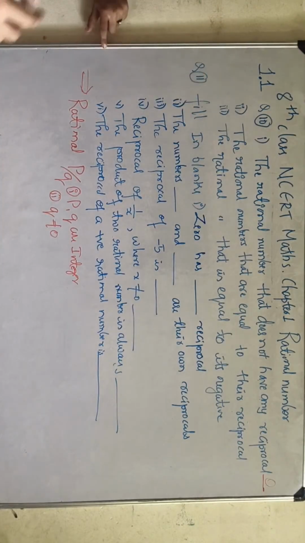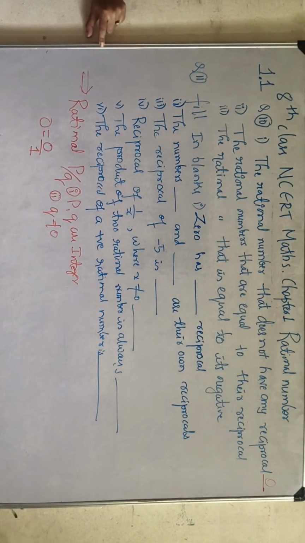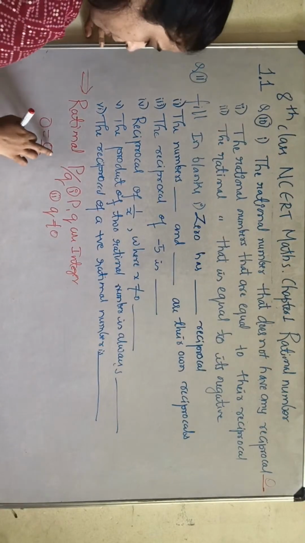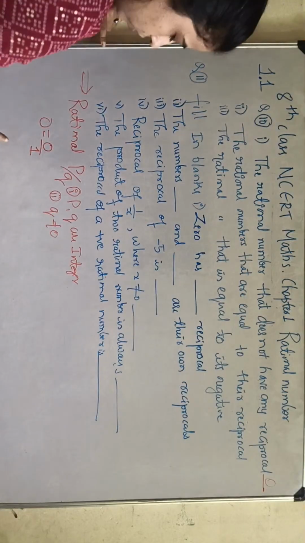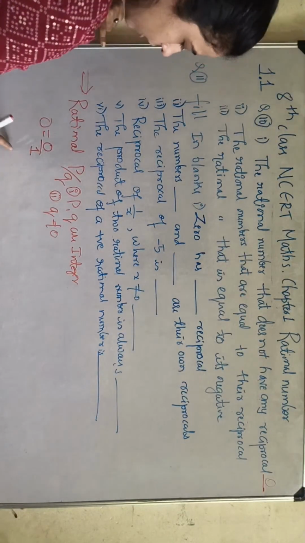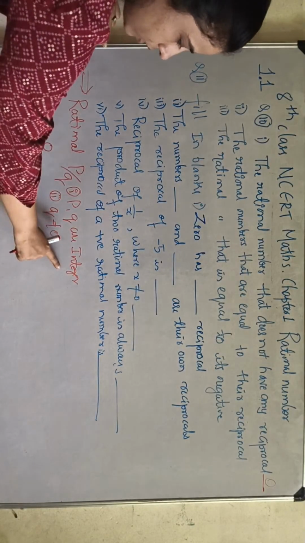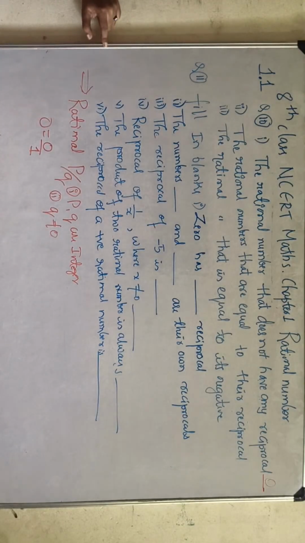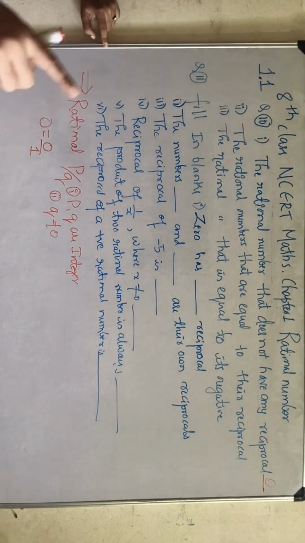Here, 0 is a rational number. How? This 0 I can write in the form p by q as 0 by 1. Nothing is there in the denominator, means it's always 1. So the numerator p can be 0. The only thing is q can't be 0. Here q is 1. And 0 and 1 are integers. The first condition, p and q are integers: 0 and 1 are integers, right? And q is not equal to 0, means the denominator can't be 0. Here the denominator is 1. So 0 is a rational number.